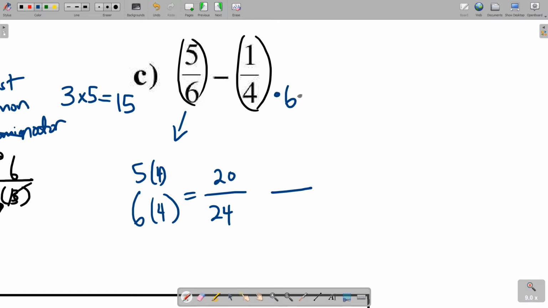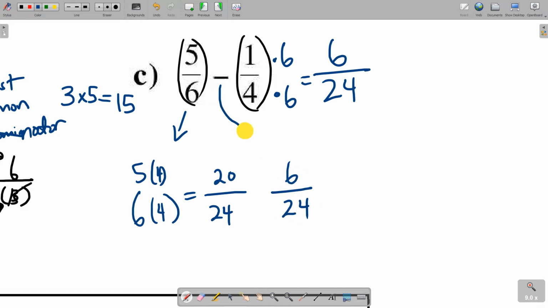I'm just going to do the next one up here. 4 times 6, that gives you 24. Times 6, that gives you 24 out of 24, sorry, my brain is very tired at this point. 6 out of 24. The operation is to subtract them. Now we have comparable denominators here, 24 and 24. We can then proceed to subtract. 20 minus 6 is 14. And 24 is the denominator.